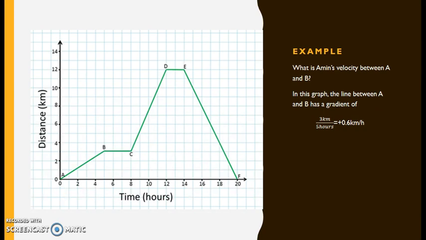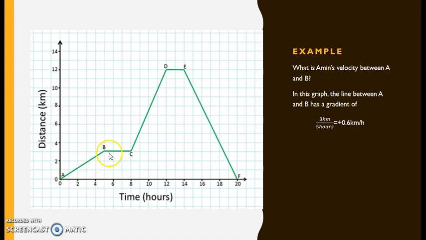So, what is Amin's velocity between A and B? Velocity is basically speed, so we're just calculating his speed. In this graph, the line between A and B has a gradient of 3 kilometers over 5 hours, which is positive 0.6 kilometers per hour. How do we calculate that?